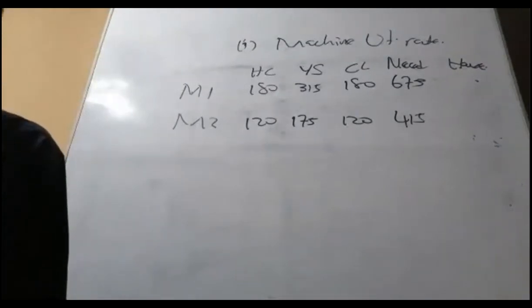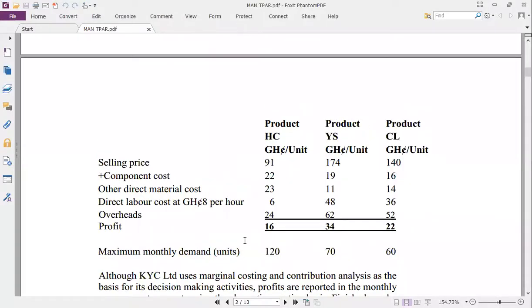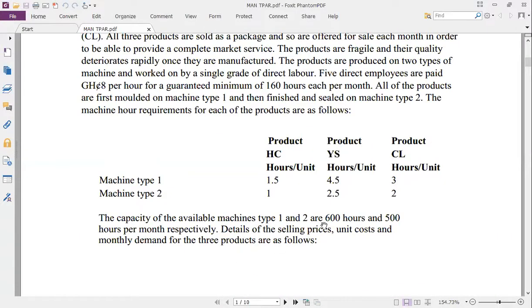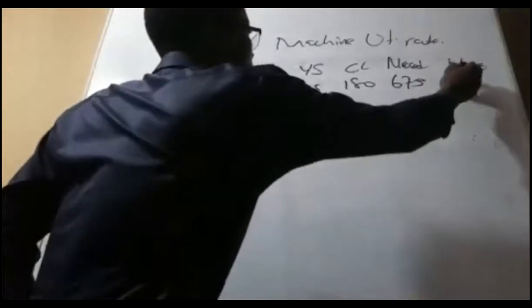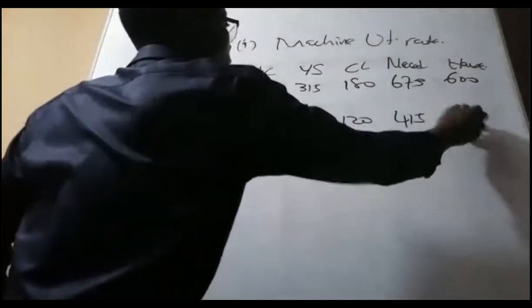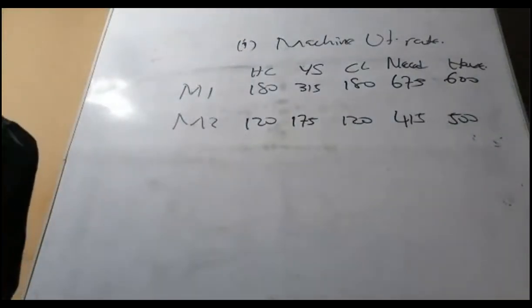So let's go and pick what you have. The availability, the maximum. It was given to us for that of type 1 is 600, type 2 is what? 500. So 600 and 500 respectively. Now, they say we should calculate machine utilization rate.